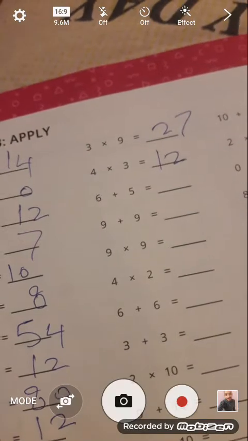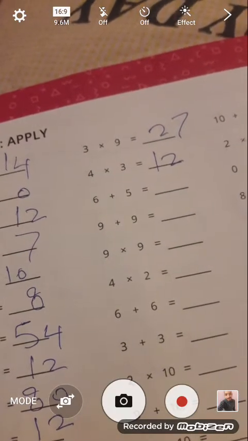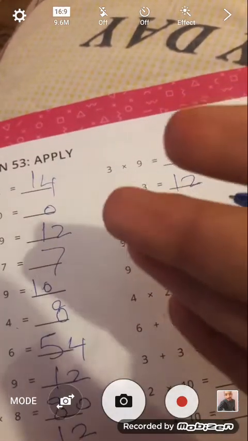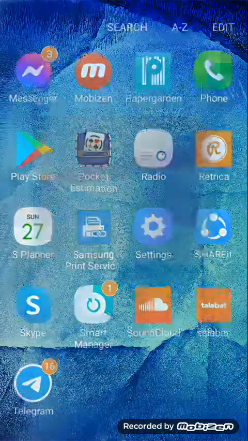6 plus 5. 5 in your hand and 6 on your finger. After 6, 7, 8, 9, 10, 11. So 6 plus 5 equals 11. 9 plus 9. 9 plus 9 is the same as 9 times 2. So 9 plus 9 equals 18. 9 times 9, 81. Look, 9 plus 9 equals 18. What about 9 times 9? We just change the places of 1 and 8.